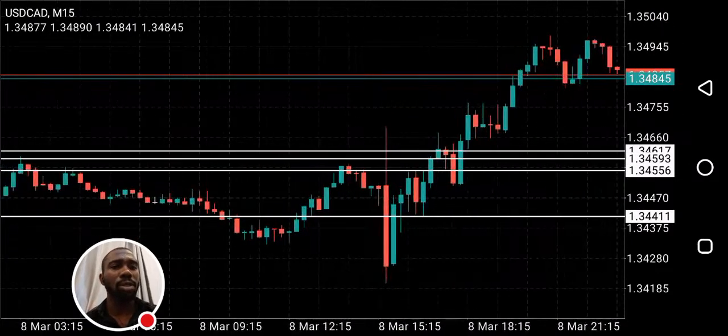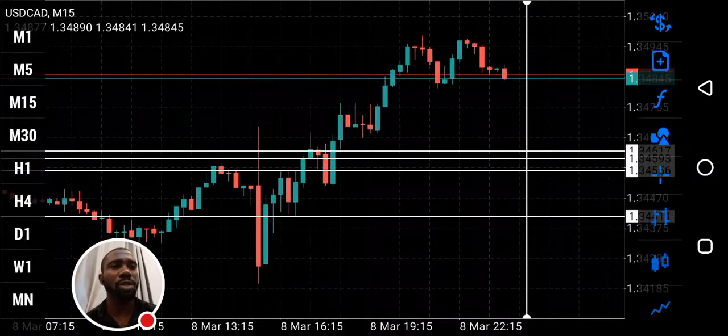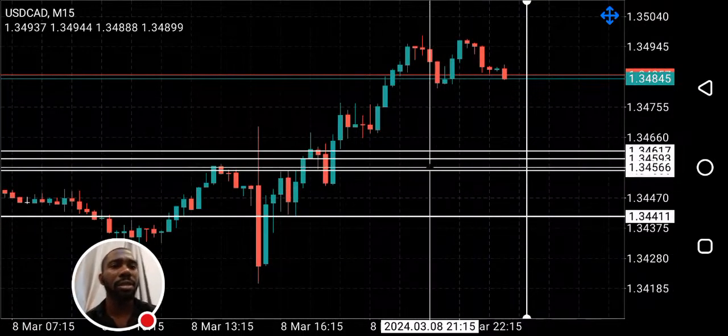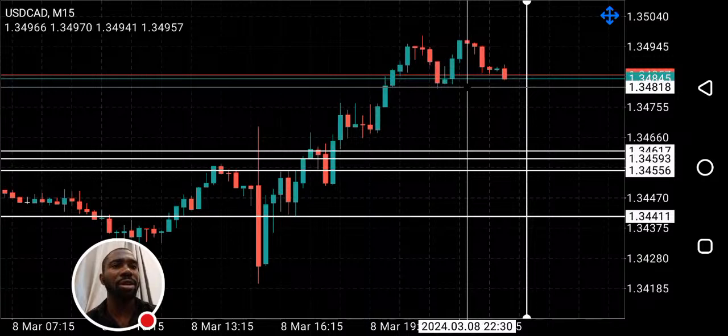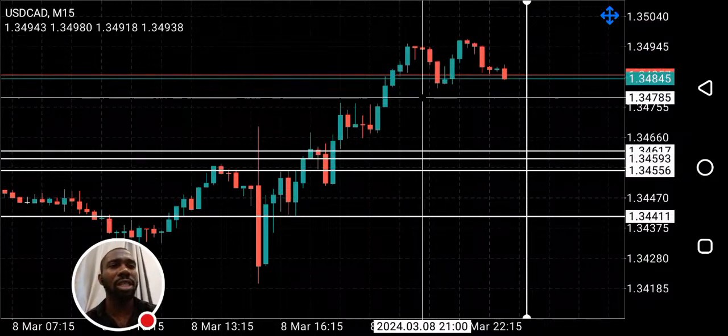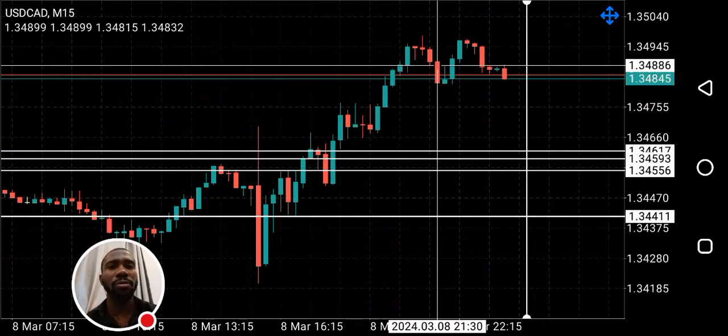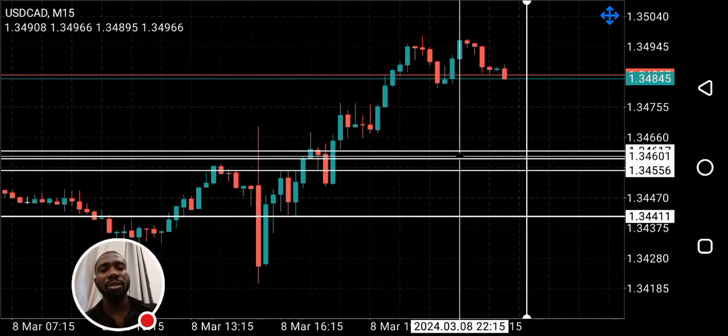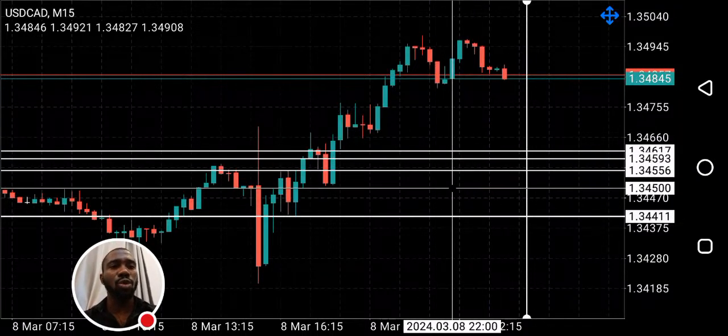So that's my expectation on USD CAD. We should wait for price to pull back to this area before we consider buying. The pattern we have here is a bearish reversal pattern on 15 minutes. This is likely going to play out on 15 minutes, 1 minute, and 5 minutes before the higher time frame pattern plays out. So we want to see price pull back to this zone before we buy USD CAD.